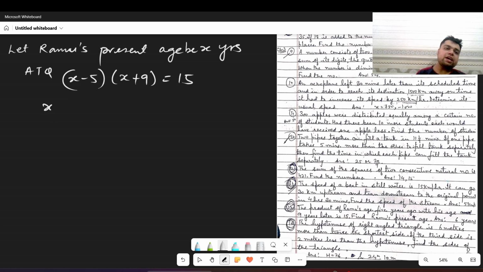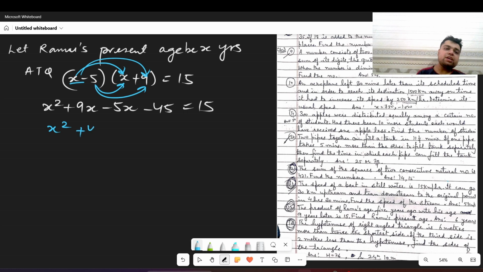Okay, so we will do x square plus 9x minus 5x plus 9, 9 5s are 45, so minus 45 is equals to 15. What we are doing? We are just simply multiplying this term with both the terms of the other bracket and this term with this and expanding it. So x square plus 4x minus 45 minus 15 is equals to 0. X square plus 4x minus 60 is equals to 0.